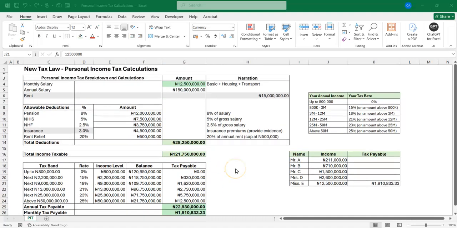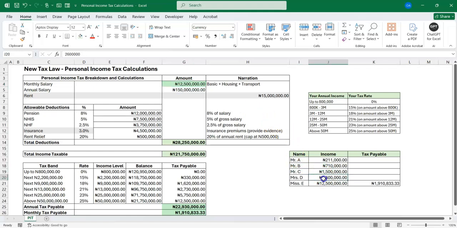Now we can go to the next category of people. Let's say Mrs. D that earns 2.6 million naira monthly. That's another category of people. Now let's come here and put everything in, and it should update by itself. So our lesson is going to be faster now, except for the tax deductions.